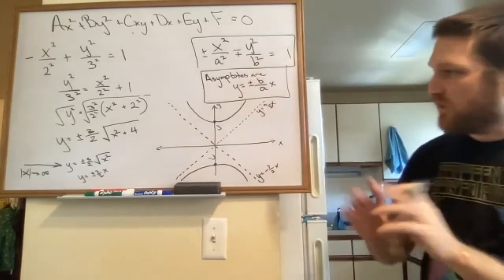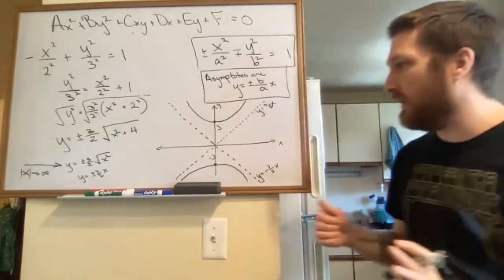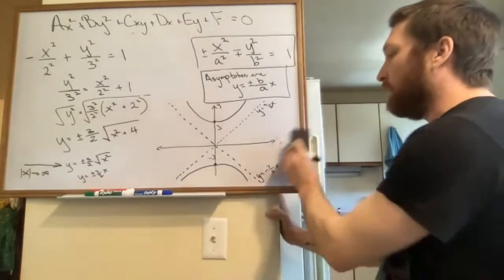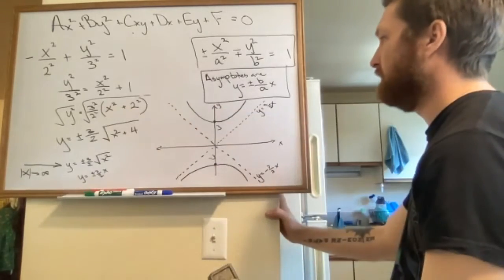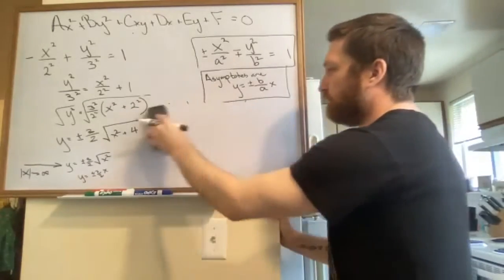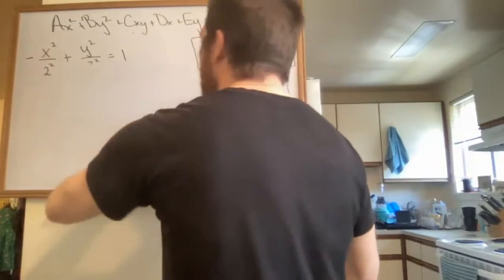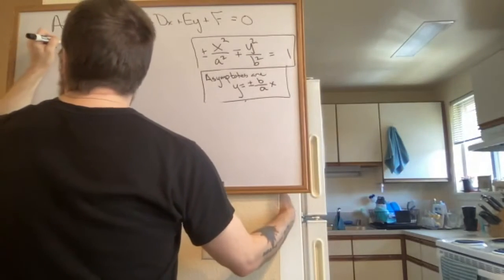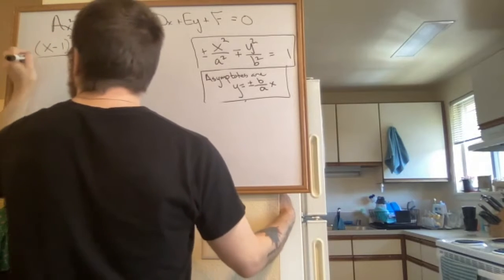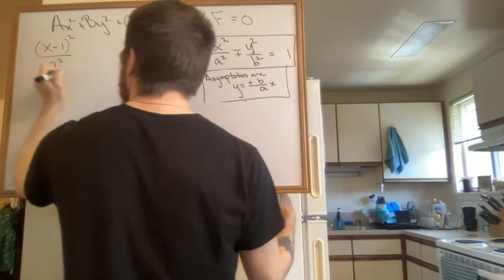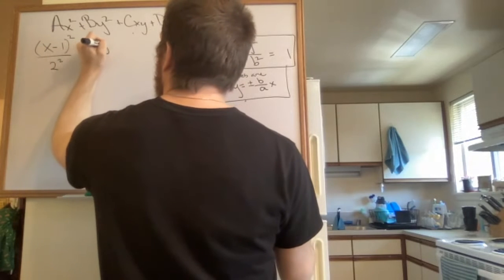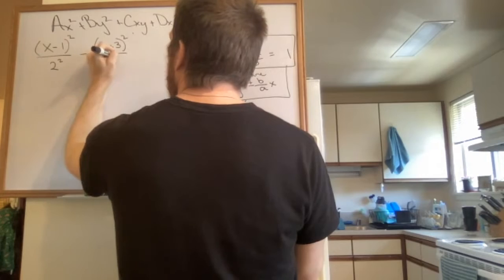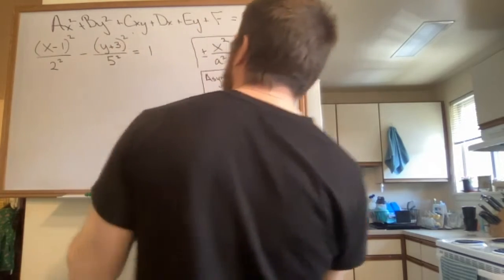So let's do an example of something similar. Can I get rid of all this stuff? Okay, so fine. Here is an example. We're going to go x minus 1 quantity squared over 2 squared minus y plus 3 squared over 5 squared equals 1.